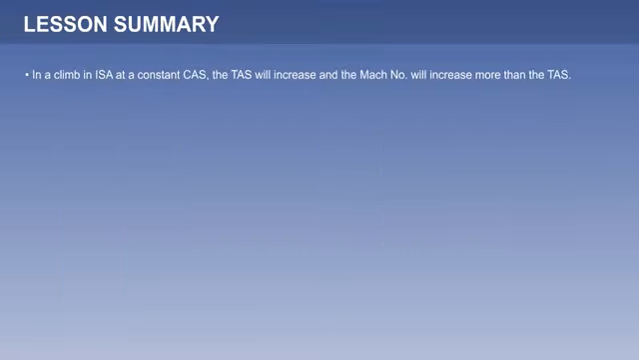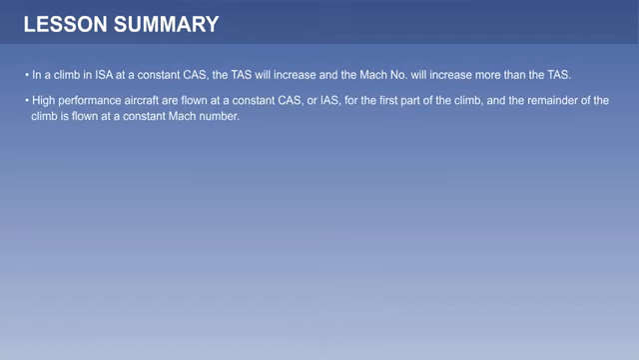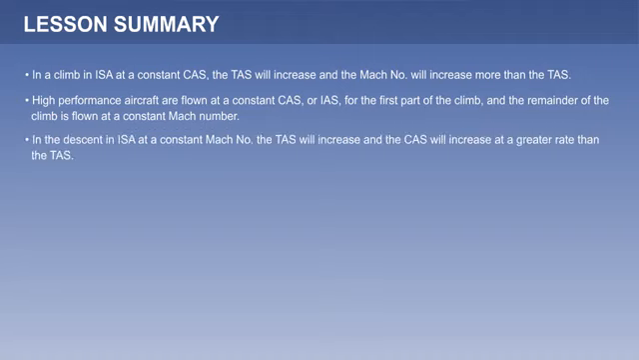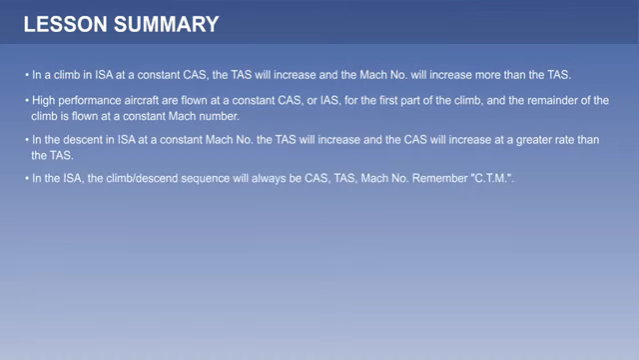Here are the main points of the lesson. In a climb in ISA at a constant CAS, the TAS will increase. Mach number will increase more than the TAS. High-performance aircraft are flown at a constant CAS, or indicated airspeed, for the first part of the climb, and the remainder of the climb is flown at a constant Mach number. In the descent in ISA at a constant Mach number, the TAS will increase and the CAS will increase at a greater rate than the TAS. In the ISA, the climb-descend sequence will always be CAS, TAS, Mach number. Remember CTM.